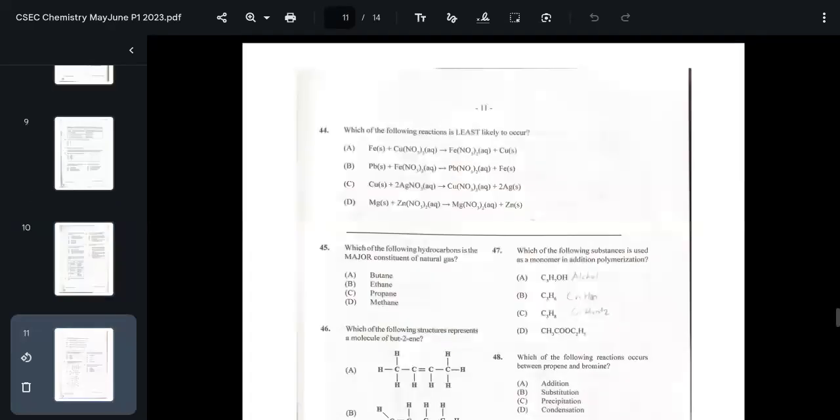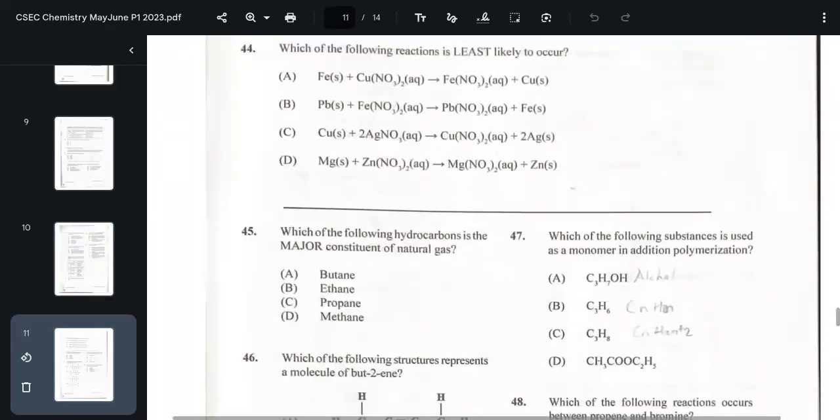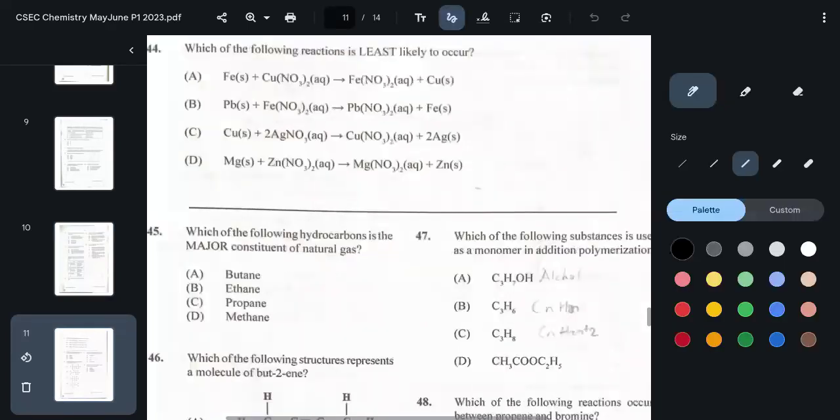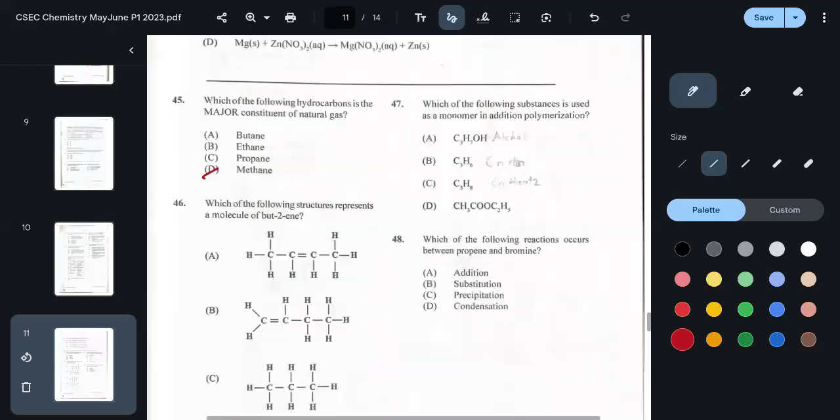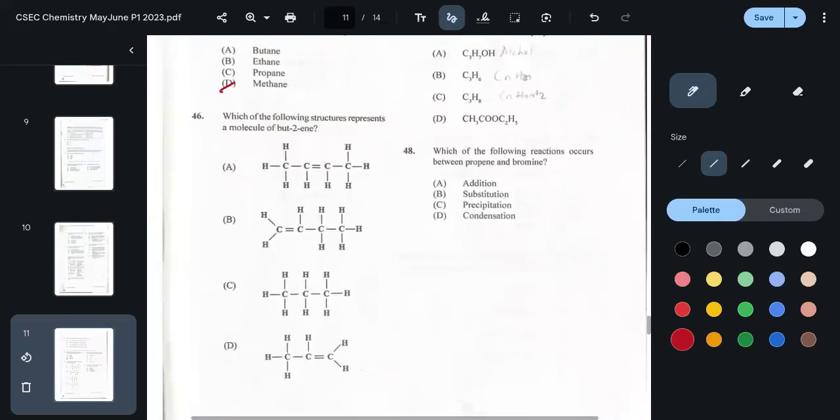All right, question 45. Which of the following hydrocarbons is the major constituent of natural gas? Which one is it? Methane. Right, methane is correct. I'll just put a slash. All right, 46. Let me scroll down. Which of the following structures represents a molecule of butene?